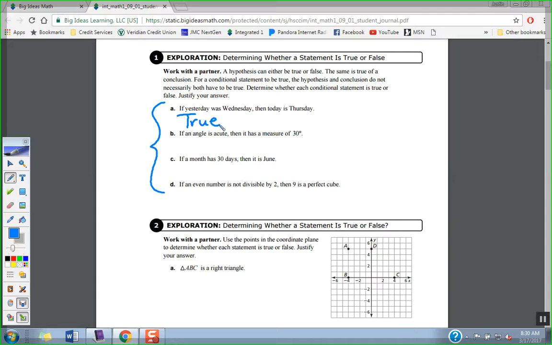What do you guys want to say here then? False. False, because I could give a counter example. 30 degrees is not the only example. Maybe we got a 54 degree angle. Okay? If a month has 30 days, then it has to be June.